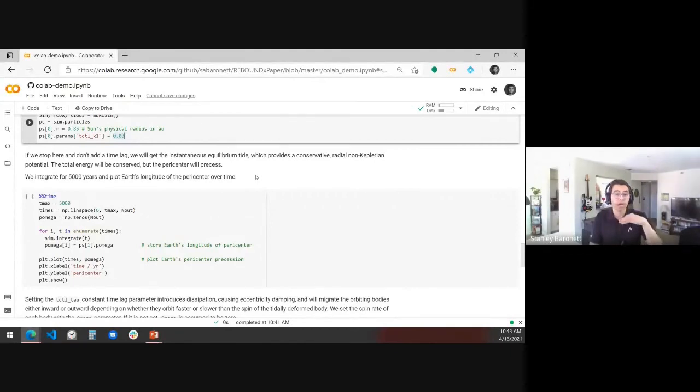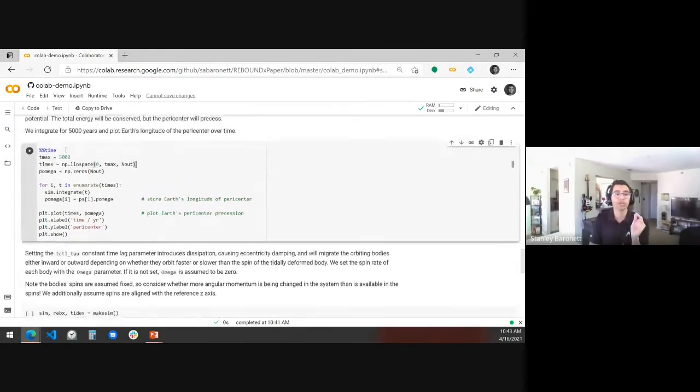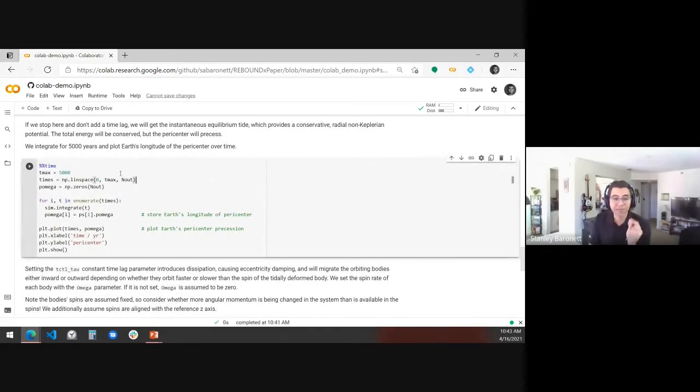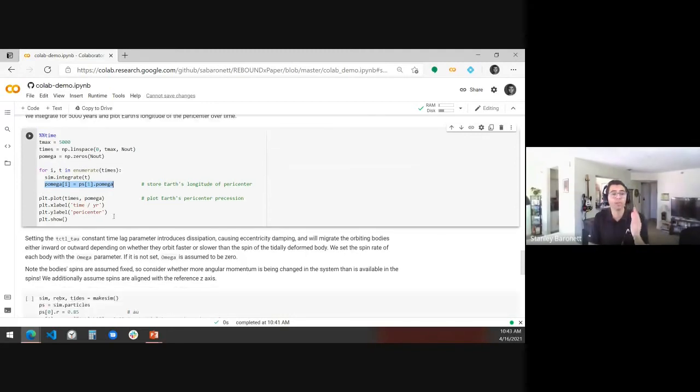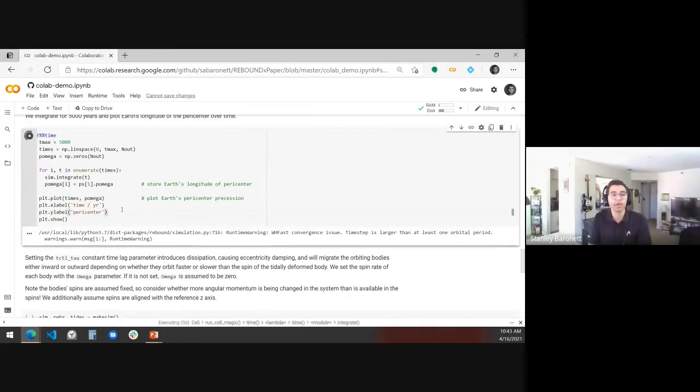So again, we're going to get conservation of momentum, but we will observe the pericenter of the Earth precessing over time. So to observe that, what we can do is we can actually run this simulation for 5,000 years. And what we'll do is, as we go along, we're going to store the longitude of the pericenter for the Earth as this simulation goes through, and then we're going to plot it really quick. So I'll go ahead and run this code cell.